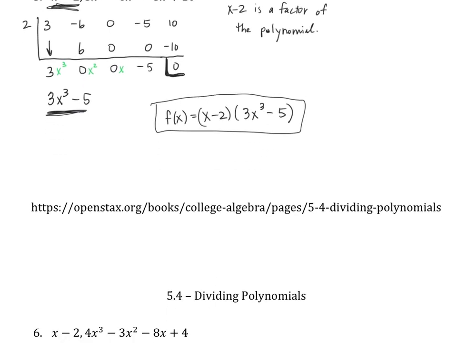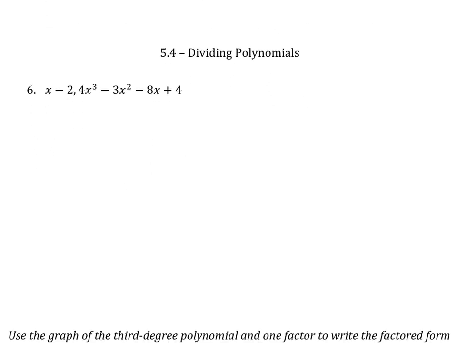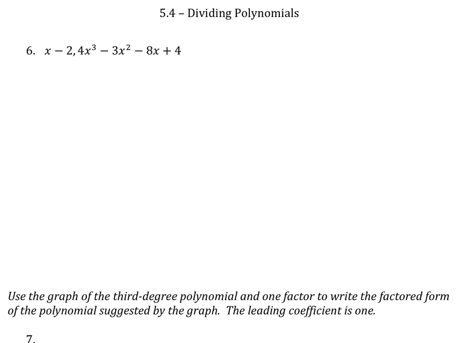All right, let's look at the next one. Number 6. So same directions. So first of all, our 0 is 2. Now we're going to check our degrees. So we have our exponents. We have 3, 2, 1, no x. So perfect. We don't need any placeholders. So now we're going to divide by 2. And our coefficients are 4, negative 3, negative 8, and 4.